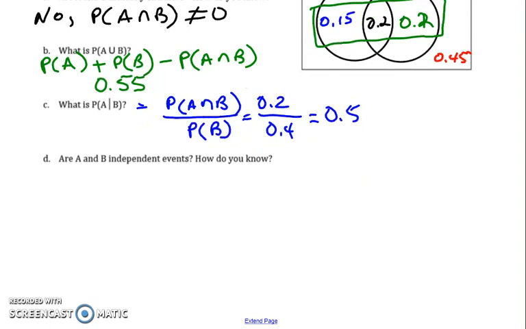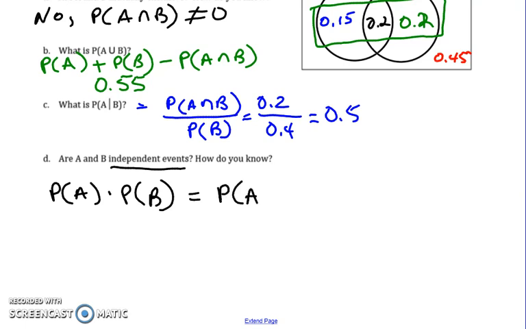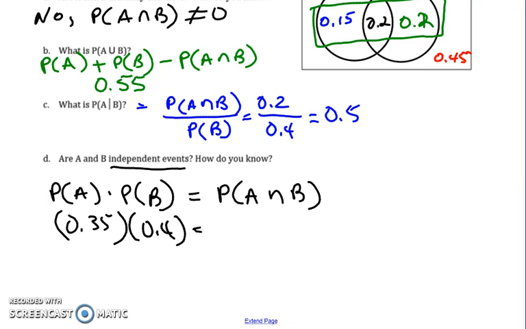Again, anytime you have a question of independence, you're going to use the multiplication rule. So we're going to have the probability of A times the probability of B, and we want to know if it's equal to the probability of A and B. So when we do that, it's 0.35 times 0.4, is that equal to 0.2, which it is not, so it is not independent.